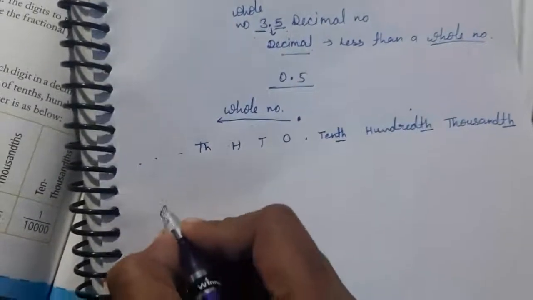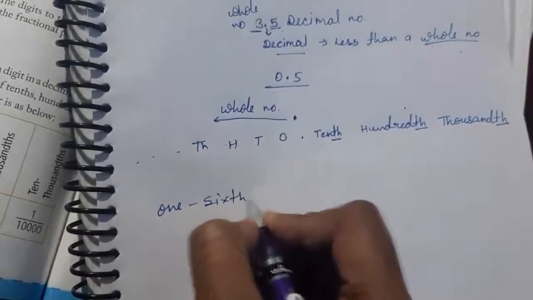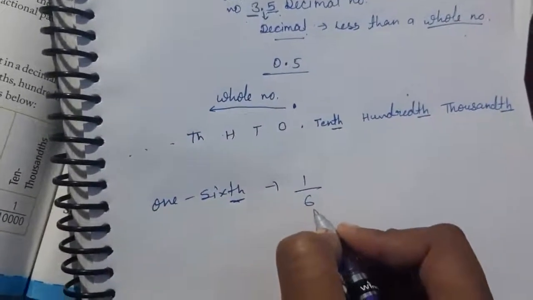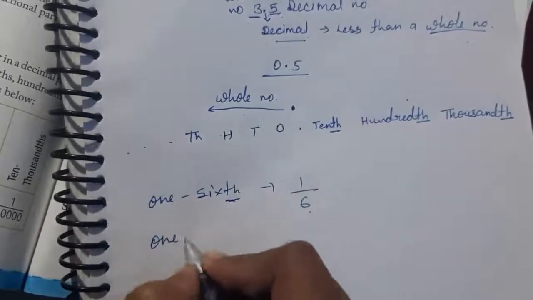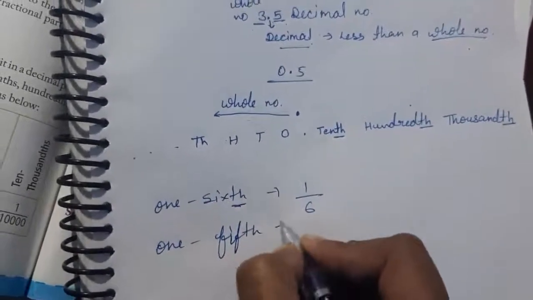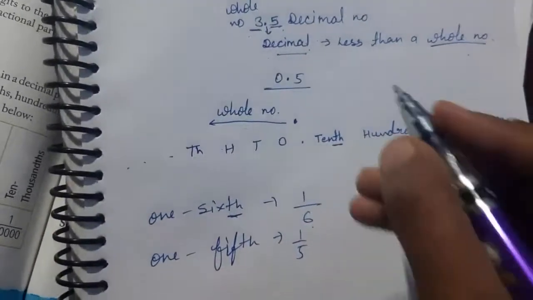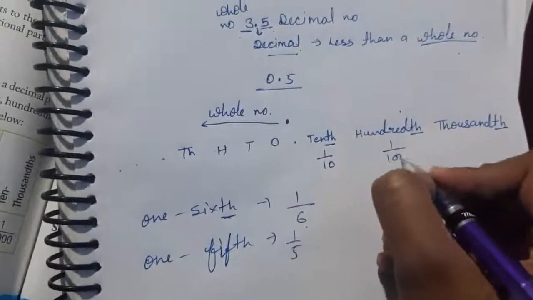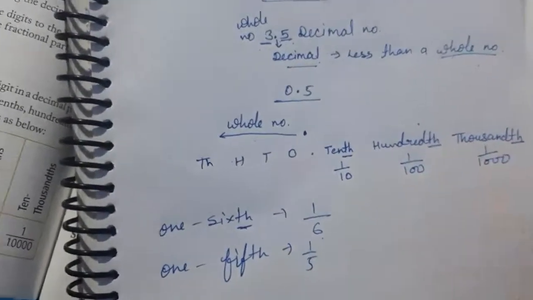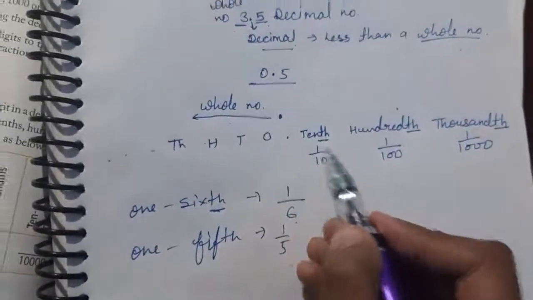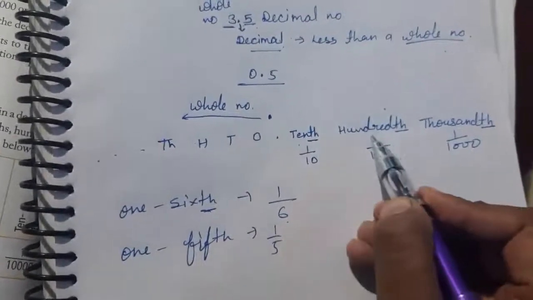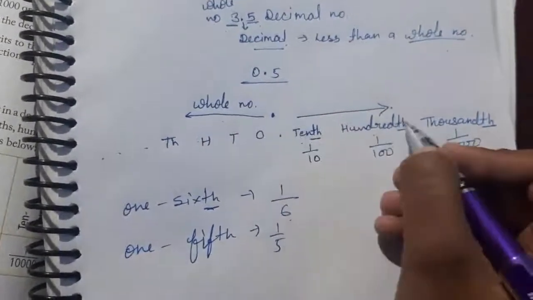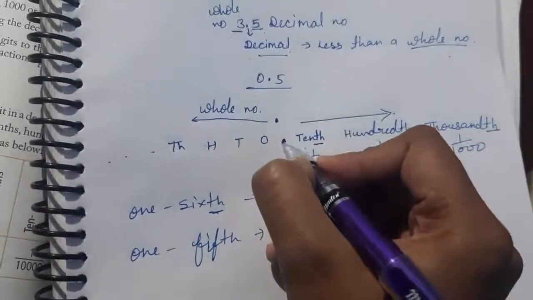If I am writing 1/6, how can you represent it? This TH represents that the 6 is coming in the denominator place. If I am writing 1/5, it means 1/5. So tenth means 1/10, hundredth means 1/100, and thousandth means 1/1000. These are the place values in a decimal number. They always start from 10, then 100 and 1000, when you are moving from left to right. Is it clear? This concept should be clear in your mind.